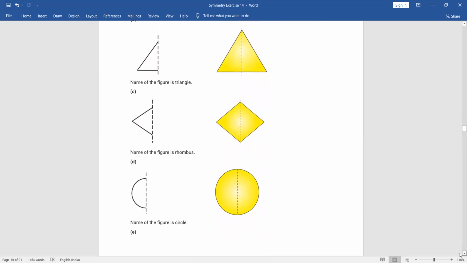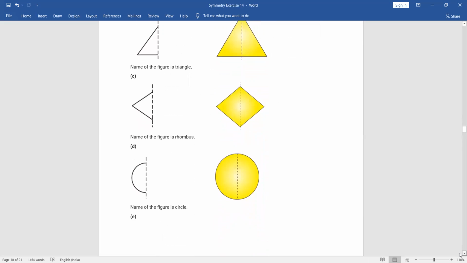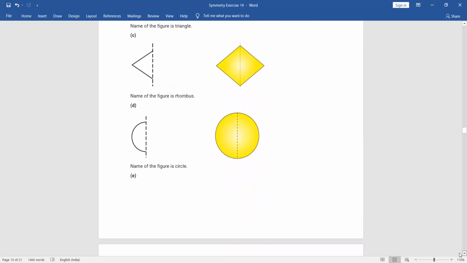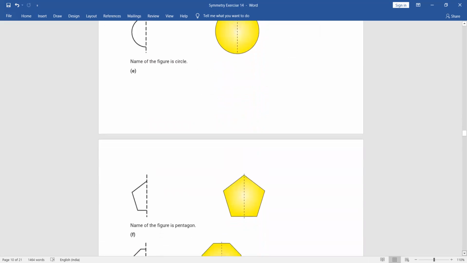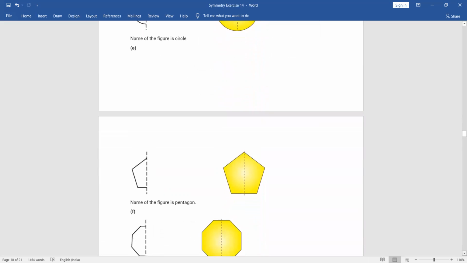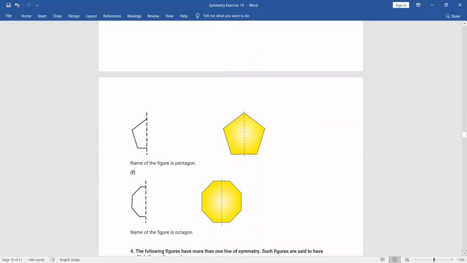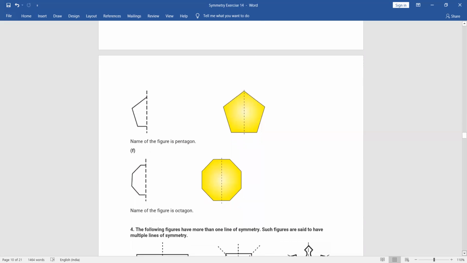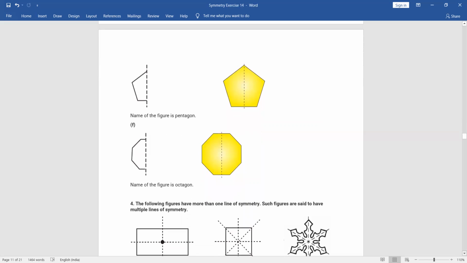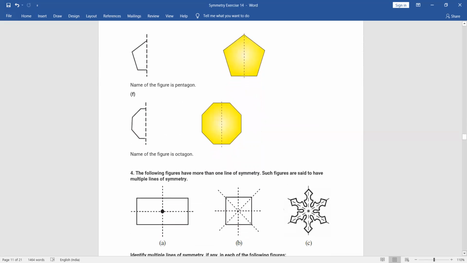Next one, when we are completing it, it is a rhombus. Fourth one, while completing, it is a circle. Next, when we have completed it, just see the number of sides: 1, 2, 3, 4, 5. So it is a pentagon. Next, again, count the number of sides. It is an octagon.